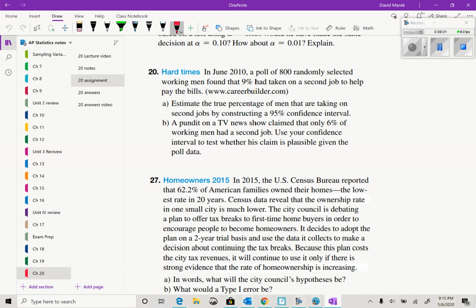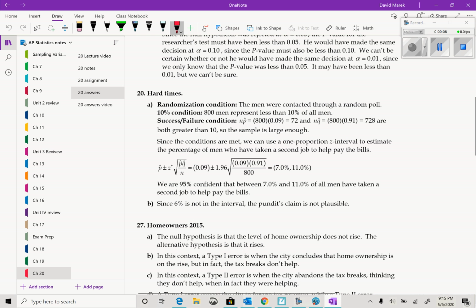Part B, a pundit on TV news claimed that only 6% of working men had a second job. Tell that person to stop talking. Again, our confidence interval here said we're 95% confident that if we take more surveys, the actual population proportion is going to be somewhere between 7 and 11. You've chosen something that's outside this range. Just be quiet.